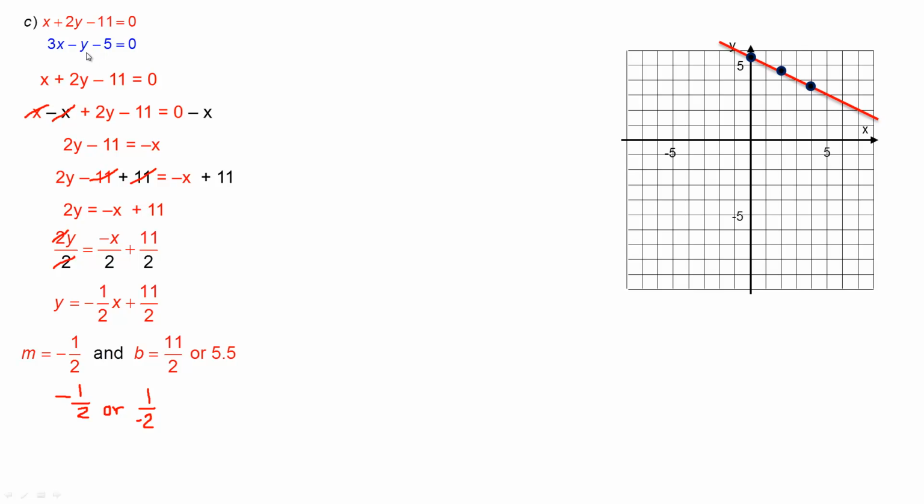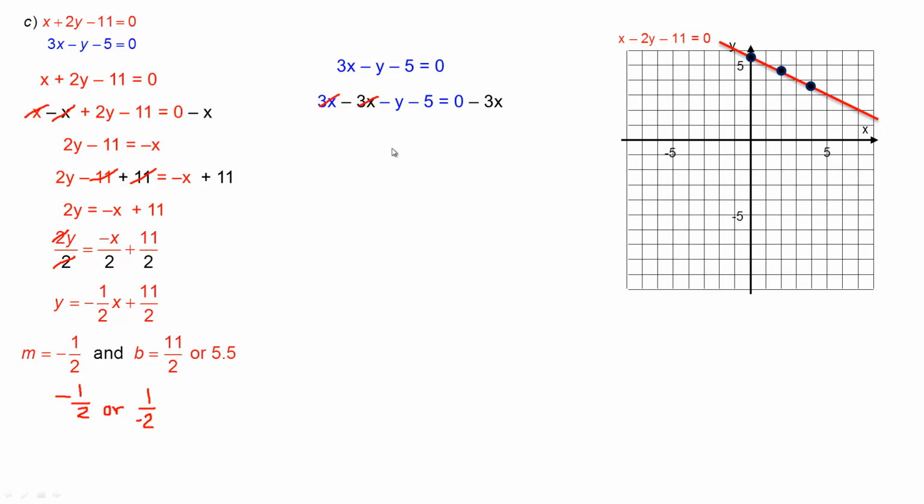So let's graph the second one here, the 3x minus y minus 5 equals 0. So I want to isolate the negative y term. So let's get rid of the 3x and the negative 5. We want only y on the left. So the 3x is added to the negative y and minus 5. So I will take 3x away from both sides. And of course the point of that is so that these subtract to 0.